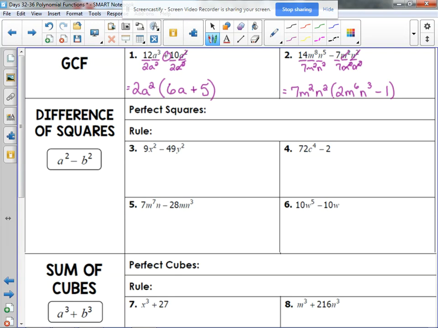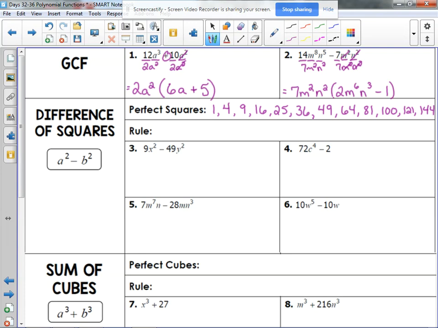Now let's talk about the first case that we are going to go over, the difference of perfect squares. So let's list our perfect squares. 1 squared is 1. 2 squared is 4. 3 squared is 9. 4 squared is 16. 5 squared is 25. 6 squared is 36. 7 squared is 49. 8 squared is 64. 9 squared is 81. 10 squared is 100. 11 squared is 121. 12 squared is 144.